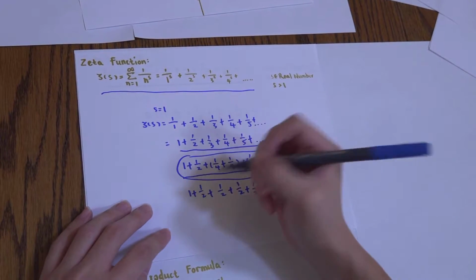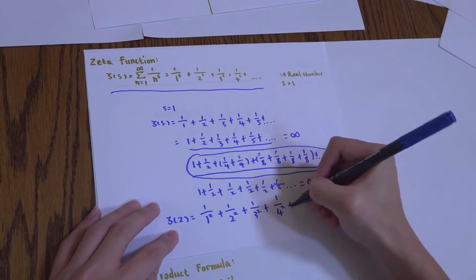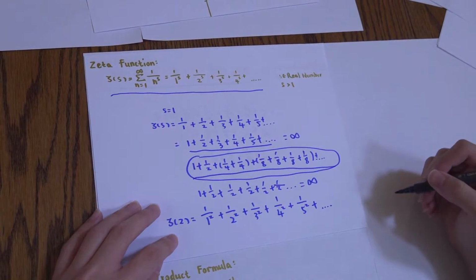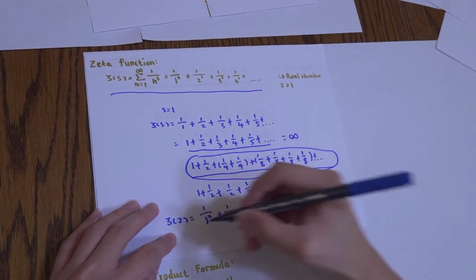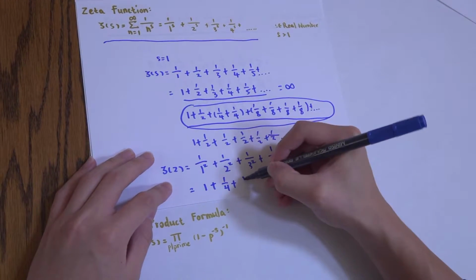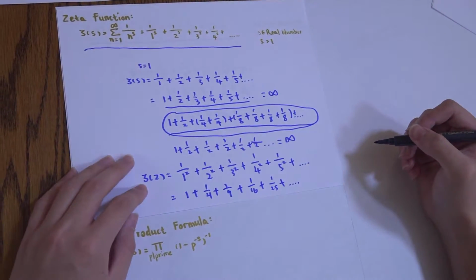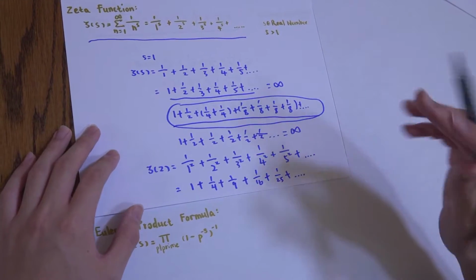But also, when s is 2, what would that become? Okay, so this is what the function will become. If we rewrite this function, it will be 1 plus 1/4 plus 1/9 plus 1/16. Okay, so this is the function. And how do we know that it converges to a certain limit?